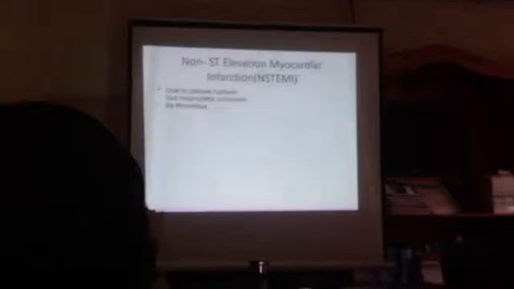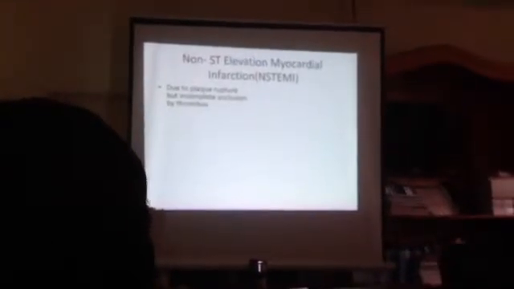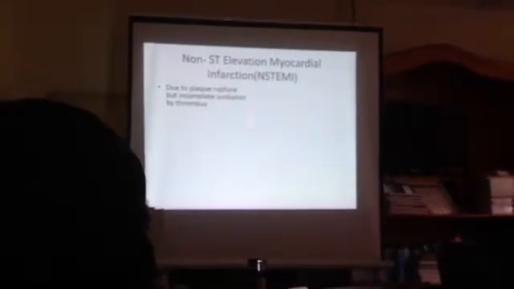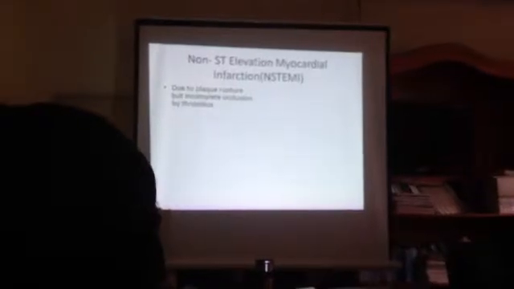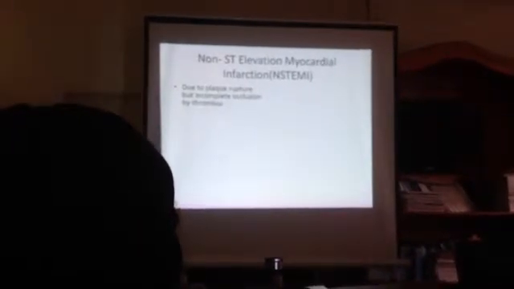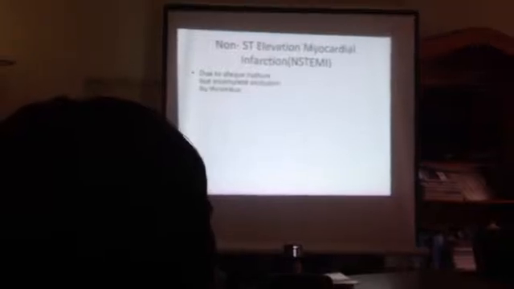Now, the second form is non-ST elevation MI. This is another form of myocardial infarction. Now, this is also, remember, due to plaque rupture. However, the difference between this and the other one is, even though platelets come in here, even though a plaque gets ruptured, the occlusion is incomplete. So the vessel is not totally occluded, and so there is some amount of perfusion.